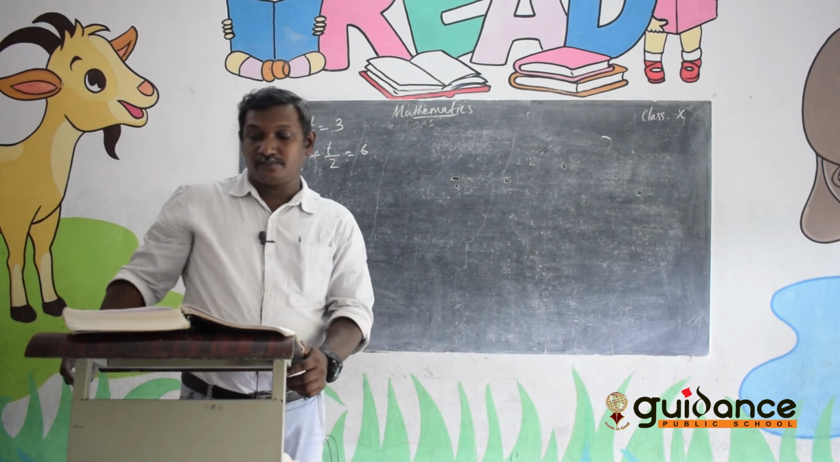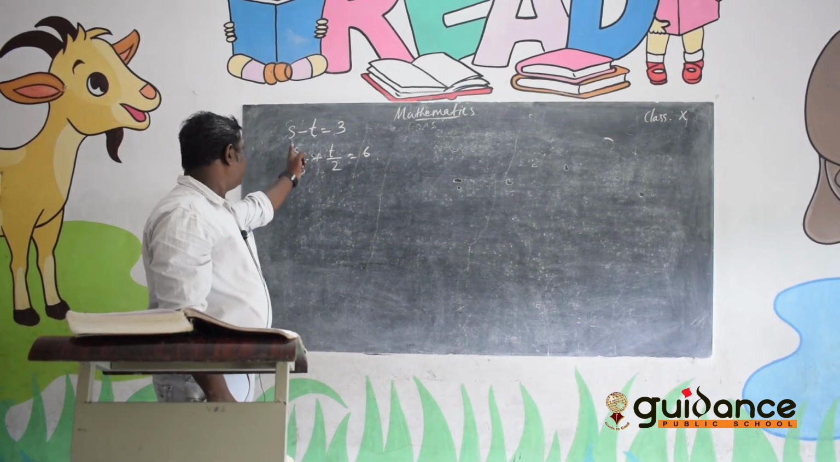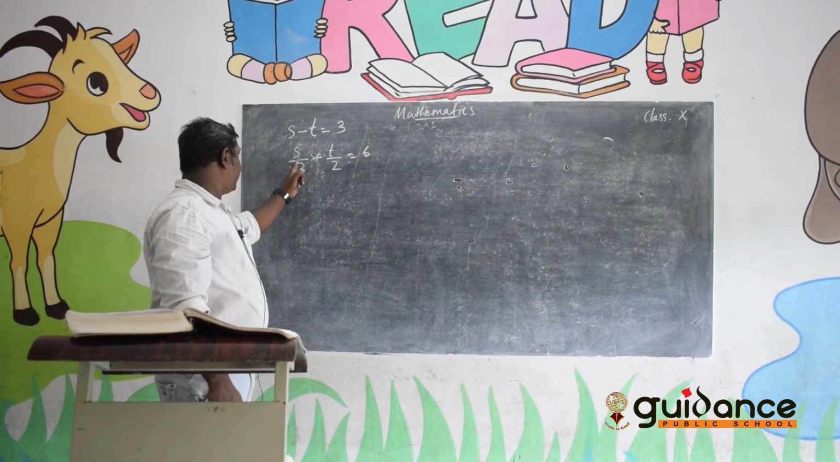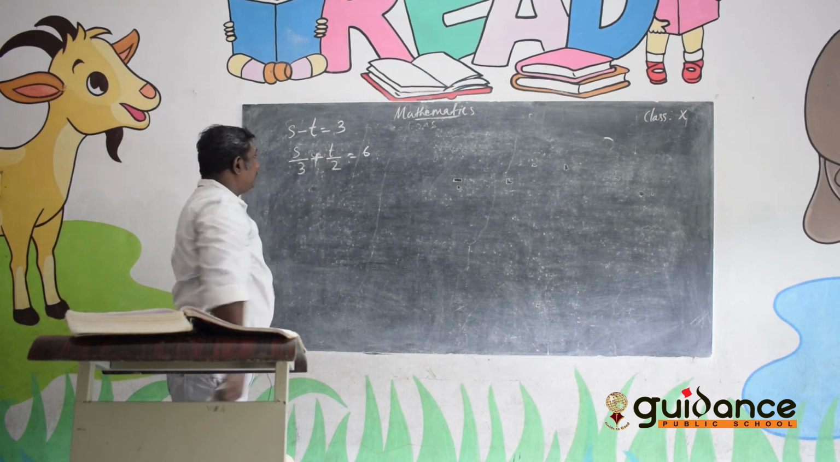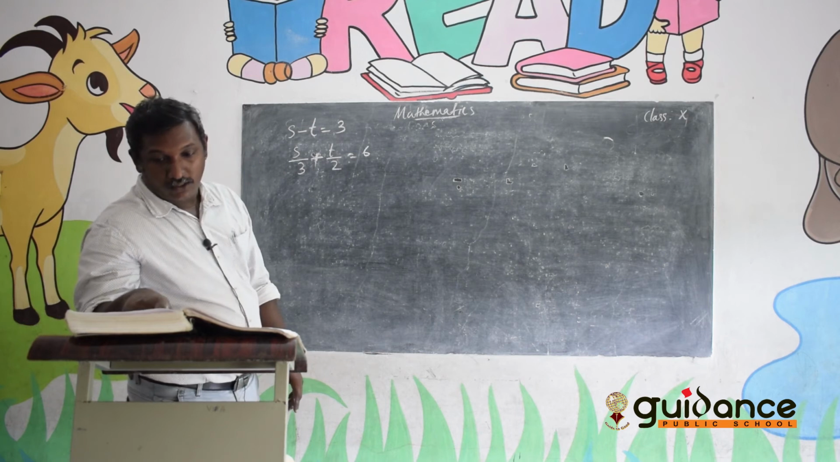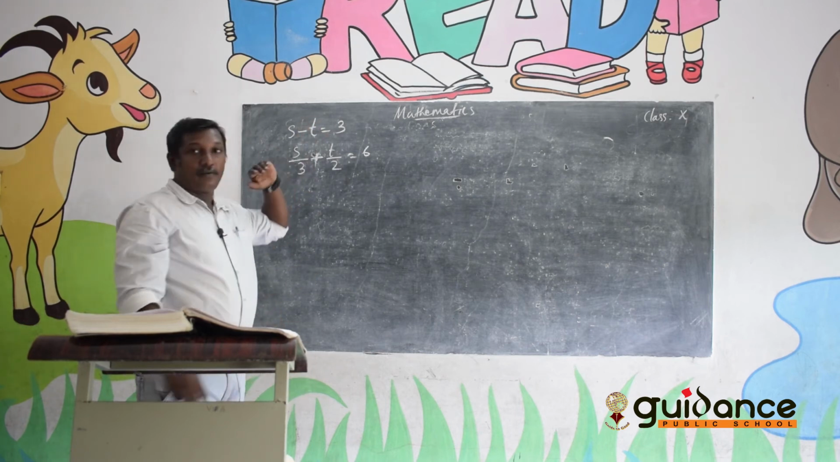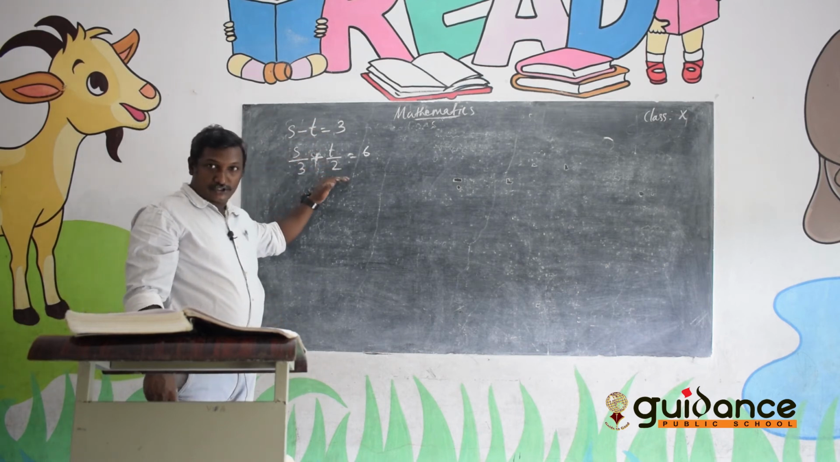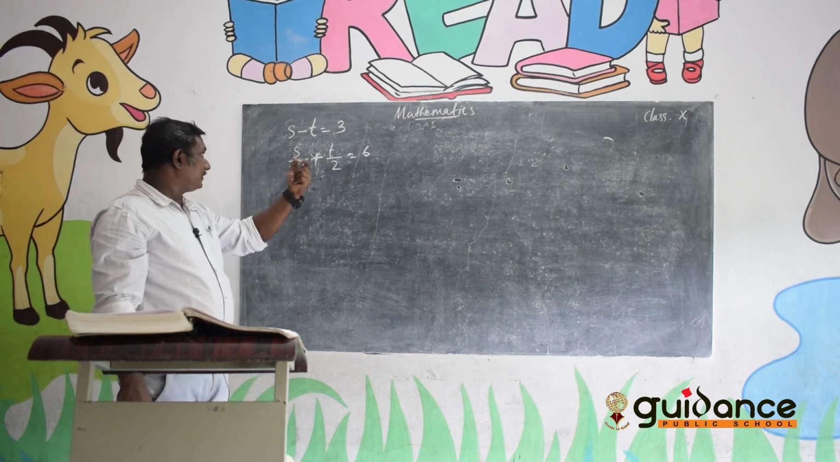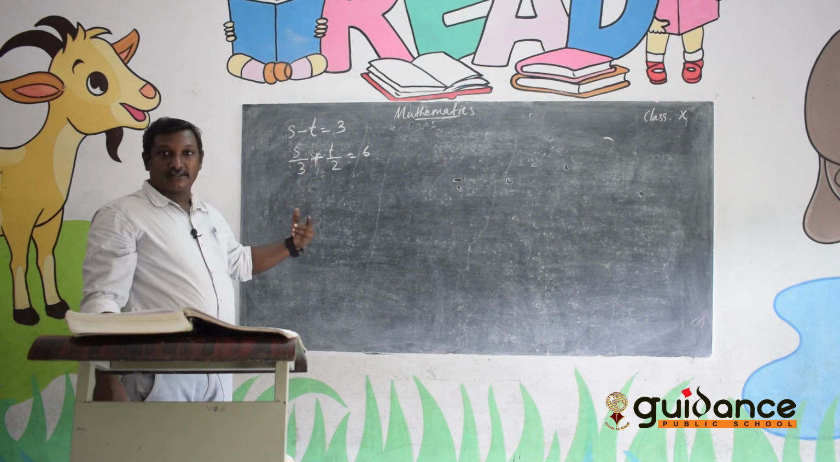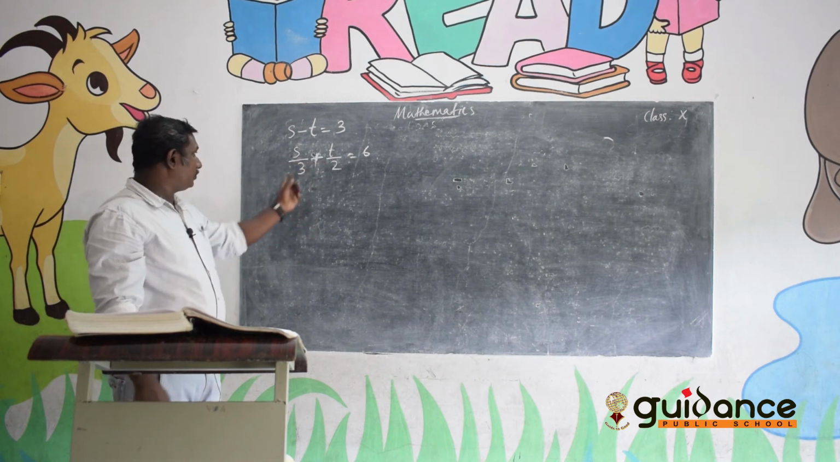Okay, now we can see the next question: s minus t equal to 3, and s by 3 plus t by 2 equal to 6. Before solving, firstly we solve the second equation. There are fractions, so how can we avoid them? We can avoid them because of 3 into 2.